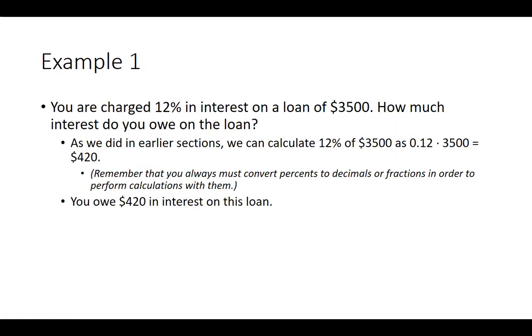So example 1, you were charged 12% in interest on a loan of $3,500. How much interest do you owe on the loan? So as we did in earlier sections, we can calculate 12% of 3,500 as 0.12 times 3,500, or $420. Remember, you must always convert percents to decimals or fractions in order to perform calculations with them. So you owe $420 in interest on this loan because that's 12% of 3,500.